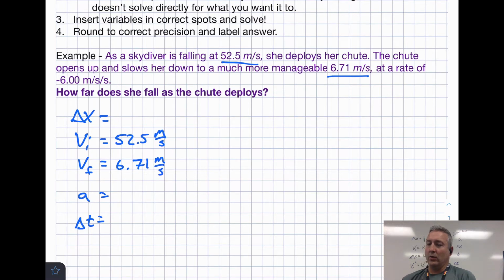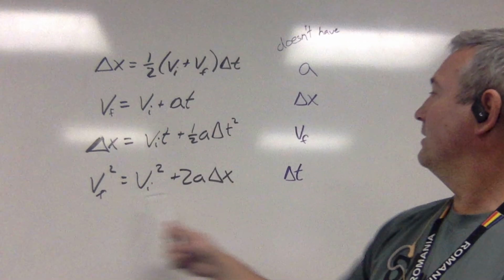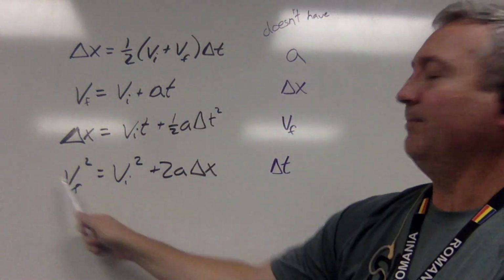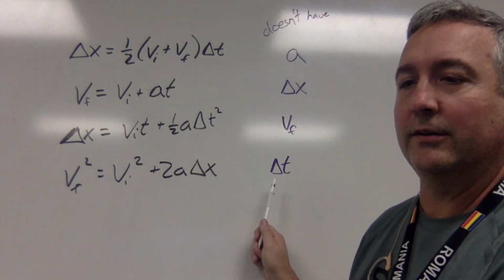All right. We're told the rate of acceleration then, at a rate of -6 meters per second squared. And we want to know how far she falls. So we are looking for delta x. We don't know the time, we don't know how long it took. So we are going to choose a formula that doesn't involve time. If I look at this bottom one, it doesn't involve time. So I'm going to use that formula.